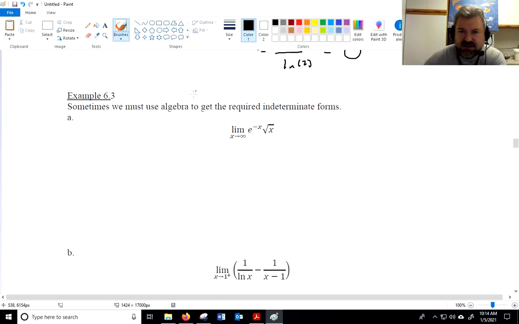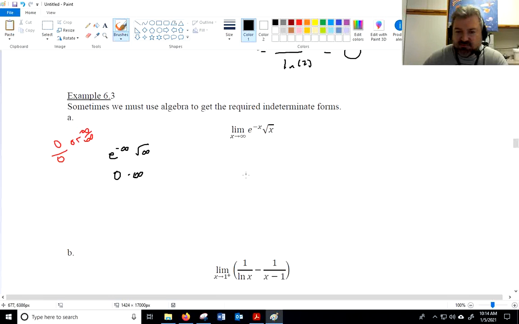I'm confronted with this limit, and I'm going to try and plug in. So I get e to the negative infinity times the square root of infinity. Well, e to the negative infinity is going to 0, and the square root of a number going to infinity is still infinity. So this is indeterminate, right? A number going to 0 times a number going to infinity. But it's not the proper indeterminate form. Remember, we have to have 0 over 0 or infinity over infinity, plus or minus.